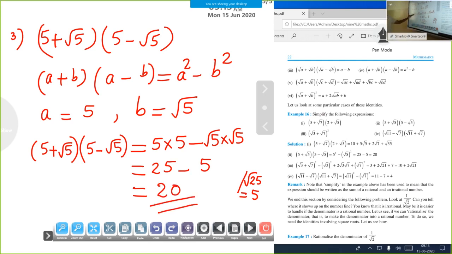(a + b)(a − b), only two terms, a² − b². In the place of a the value is 5, so you write 5 into 5 minus b². The value of b is √5, so you write √5 into √5. Next step, 25 minus √5 into √5, which is 5. So the answer is 20.